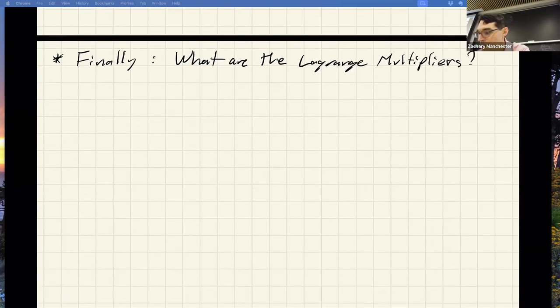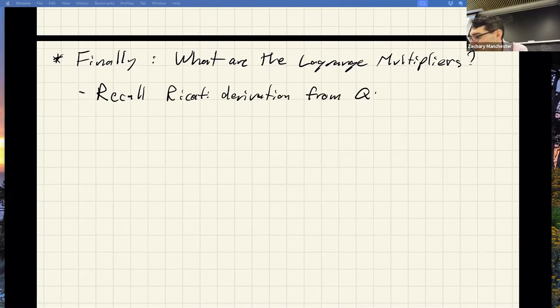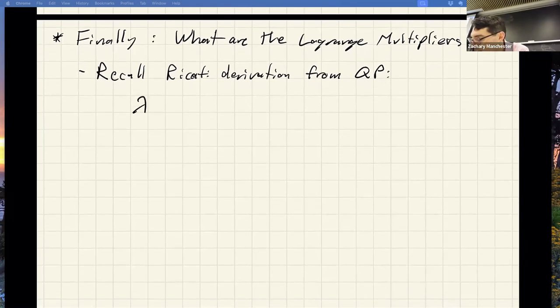Okay, so remember when we did the Riccati derivation from the QP, we had these lambdas in there, right? They were the Lagrange multipliers of the dynamics constraints. And we ended up doing the backward back substitution stuff and solving for them, right? If you remember when we did that, if you go back and look, we ended up actually getting lambda k equals Pk times xk. And it's hopefully obvious from this whole thing that the P's we did in the QP version, I called them P's as a foreshadowing, they're the same P's we got from the dynamic programming thing. They are the Hessians of this quadratic cost to go.